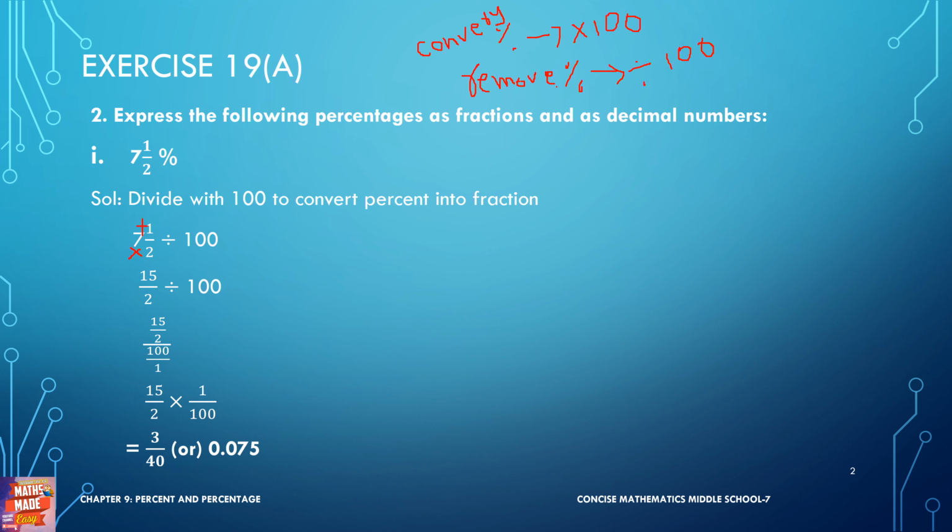Or else you can just furthermore, let me take my pen, yeah. You can further divide this 3 by 40 and you will get 0.075. I hope I don't need to explain this, right? Okay, let's move on to the second one.